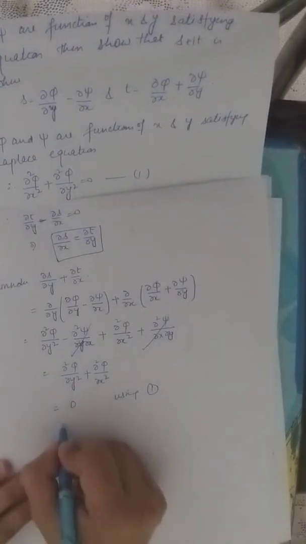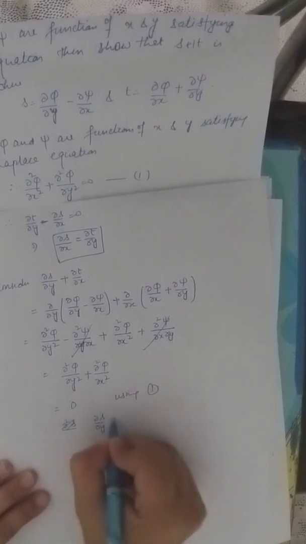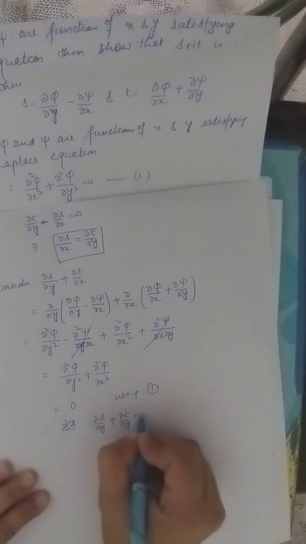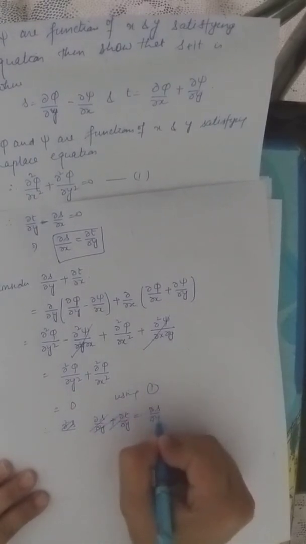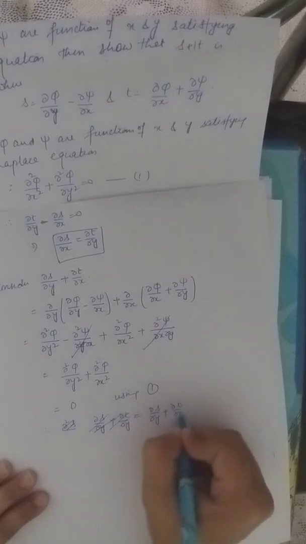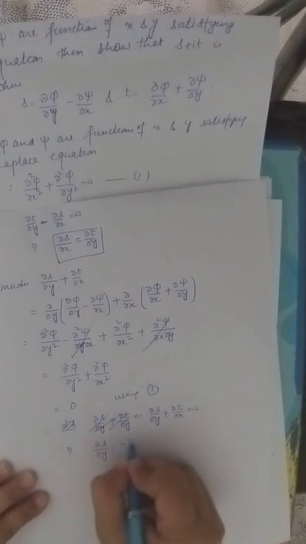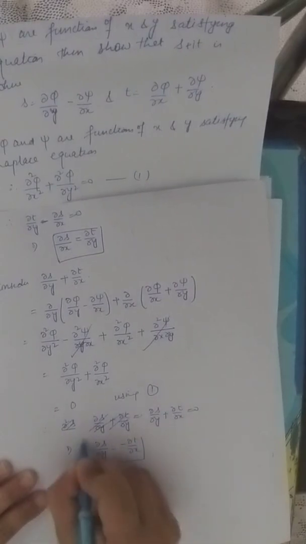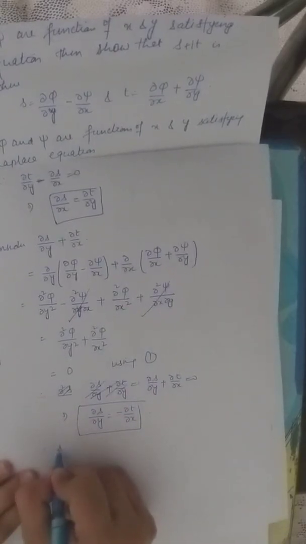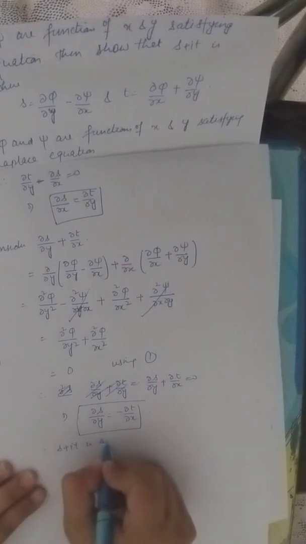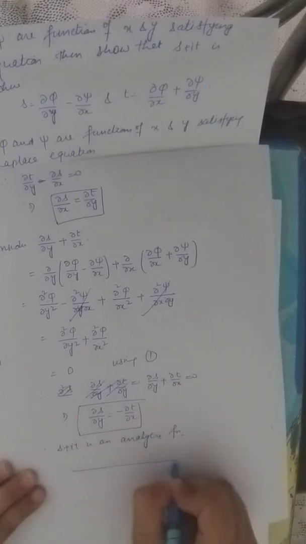Therefore I get ∂s/∂y + ∂t/∂x = 0. This implies ∂s/∂y = -∂t/∂x. Therefore, s + it is an analytic function, and hence the result.